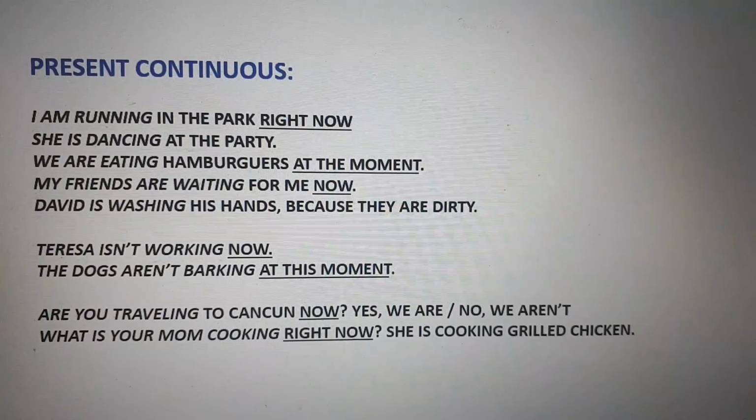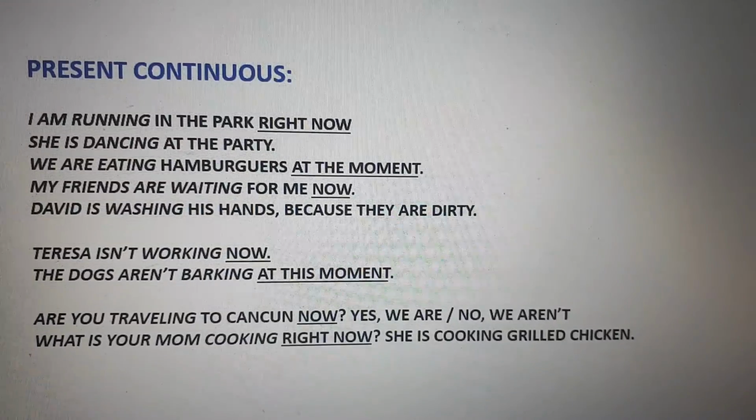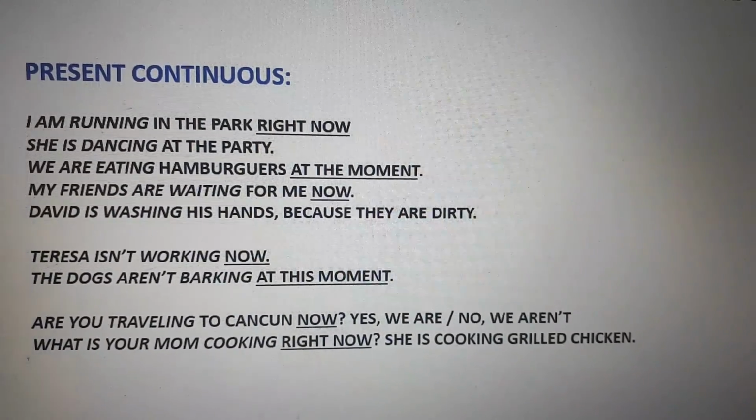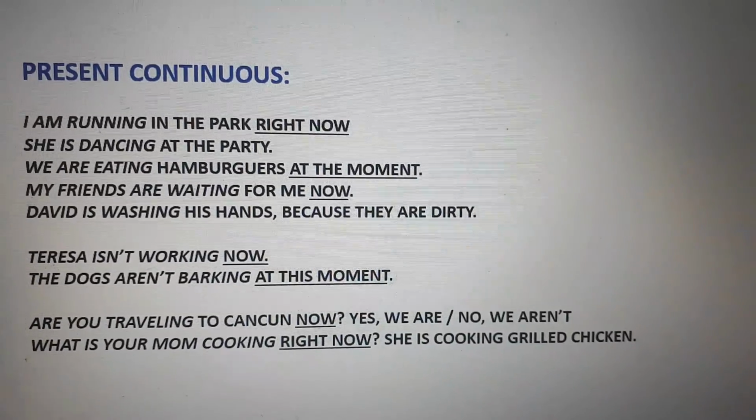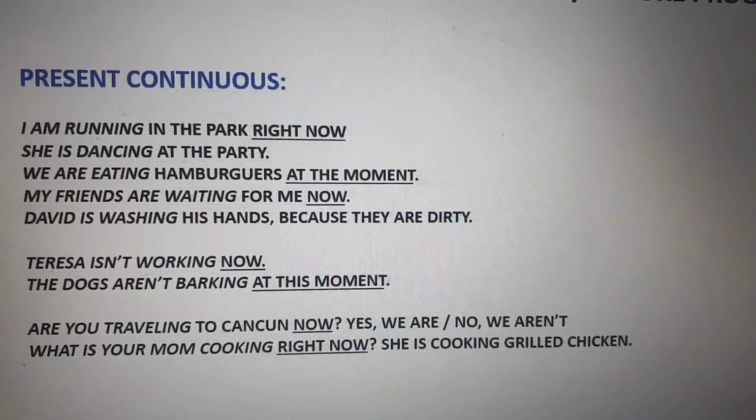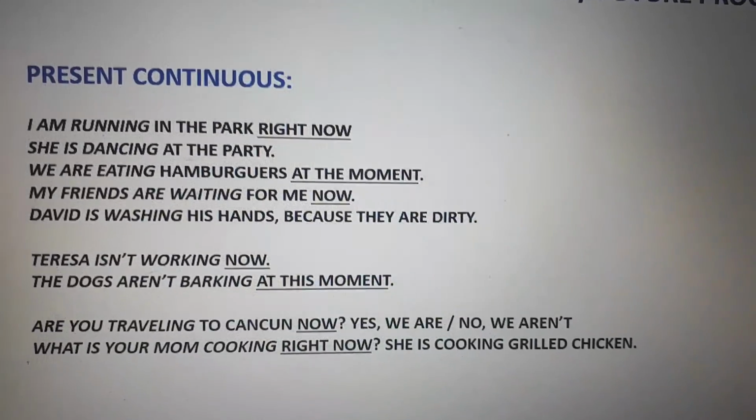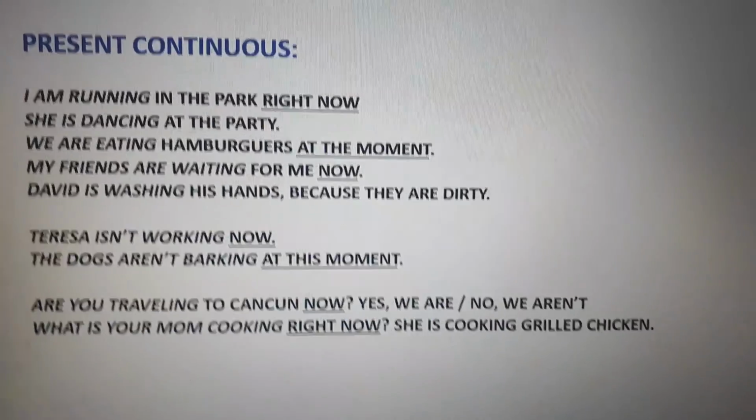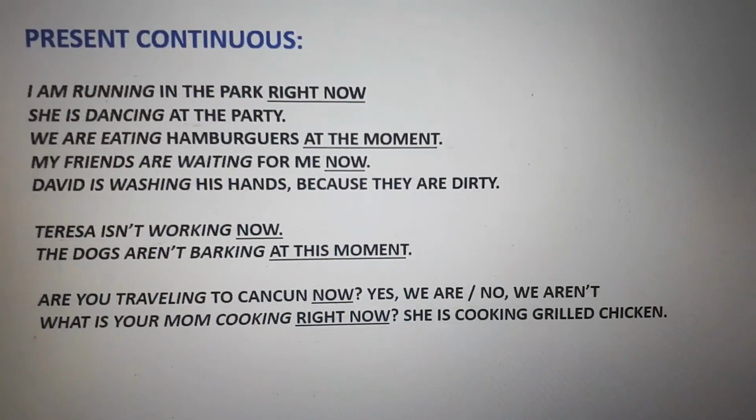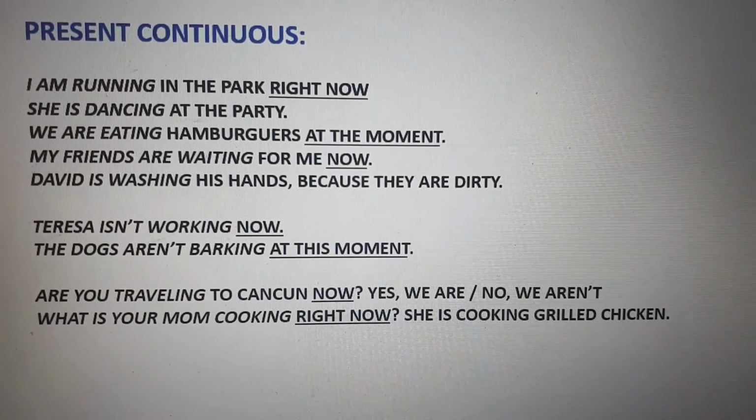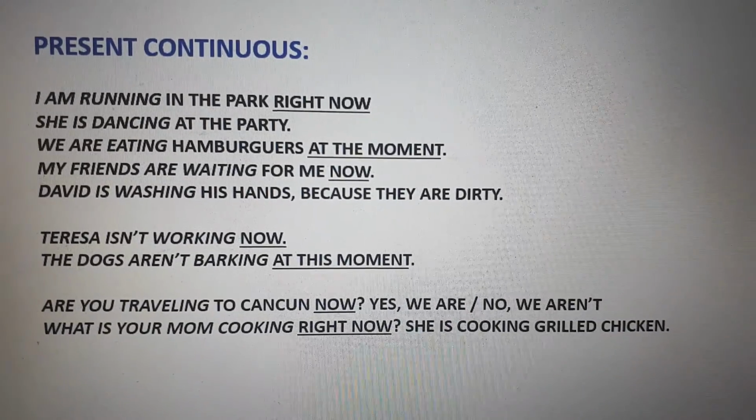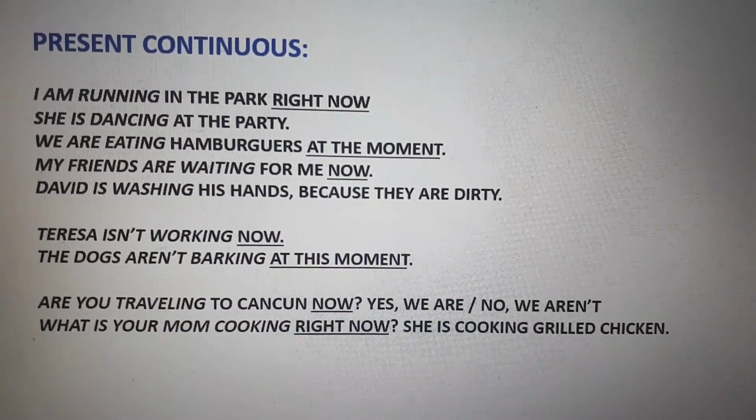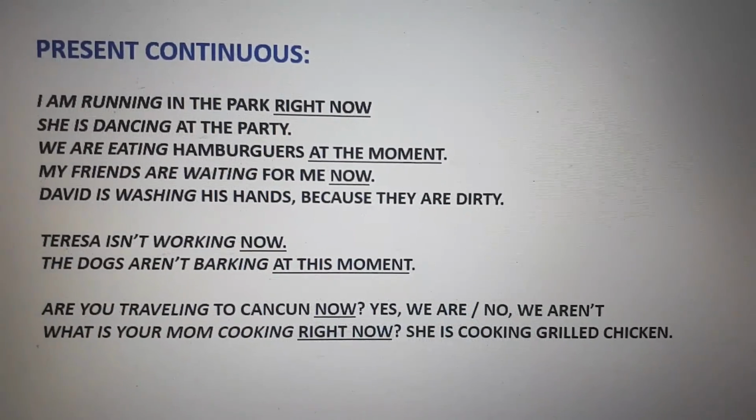Now for negative, remember that the negative goes in the auxiliary. Teresa isn't working now. The dogs aren't barking at this moment. Are you traveling? Oh, and for questions, the auxiliary goes first. Are you traveling to Cancun now? Yes, we are. No, we aren't. What is your mom cooking right now? She's cooking grilled chicken. If we have a WH question word, that goes first.